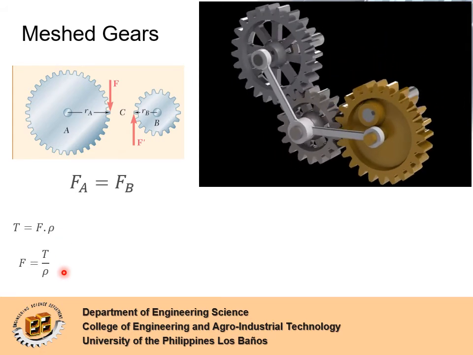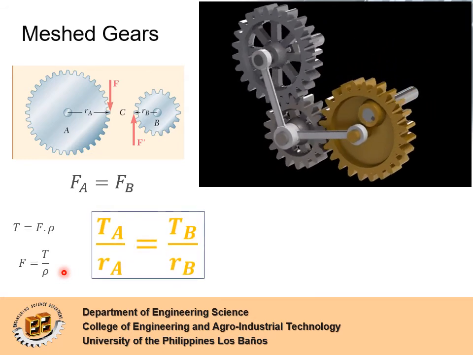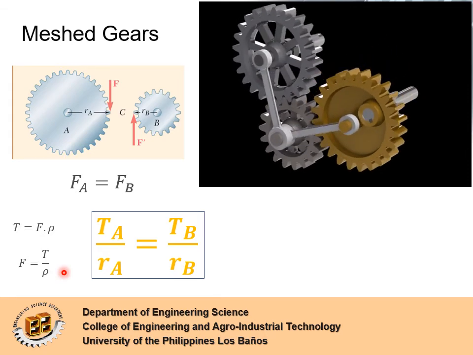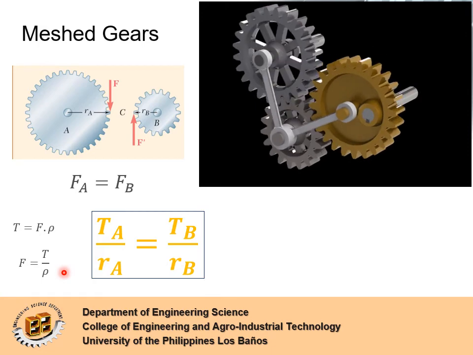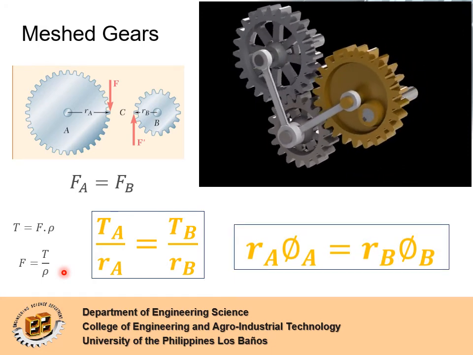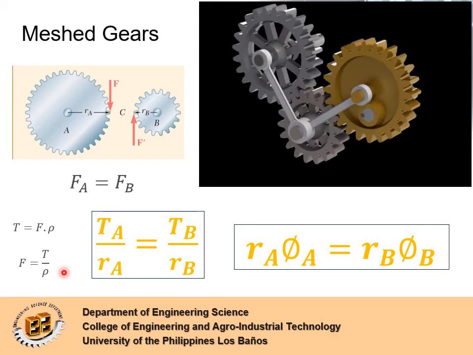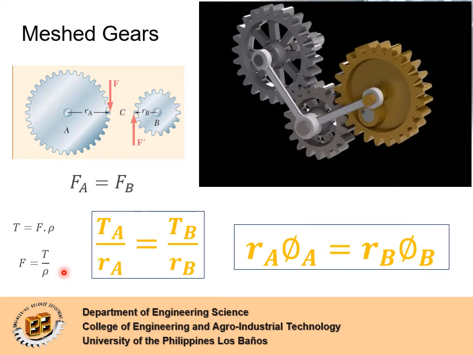With this, we come up with a relation between the torques from the two meshed gears. Torque at A over the radius of gear A is equal to torque at B over the radius of gear B. From kinematics, peripheral motions of the two gears are also equal. So we have the radius of gear A times the angle of rotation at A is equal to the radius of gear B times the angle of rotation at B.